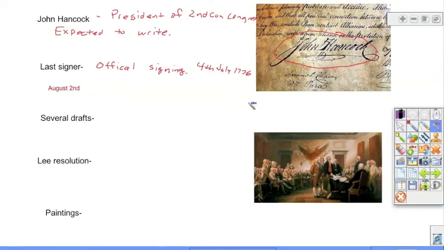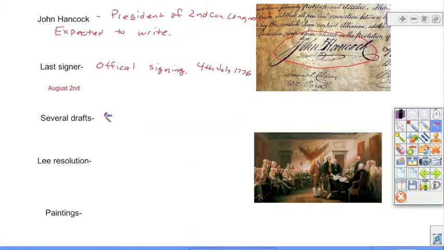So while the 4th of July is the day of Independence Day, and that is the day that you'll need to know, just know that there wasn't this one big incident where everybody signed it all at once. Okay? Some other things you should know, that there were several drafts, several different copies of the Declaration made.